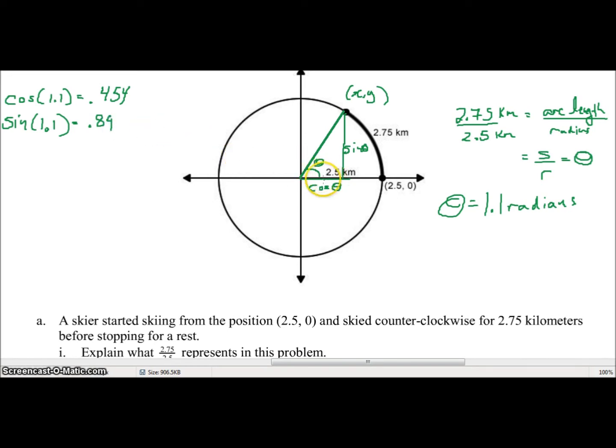Now let's think about what that tells us. 2.5 kilometers is all the way across, so this is saying that this is equal to 0.454, but that doesn't make sense because it looks like about halfway, meaning it would need to be about 1.25 kilometers. So what's going on here?